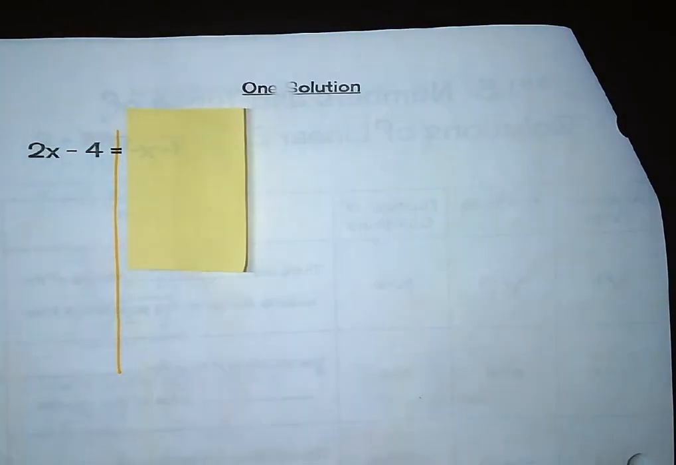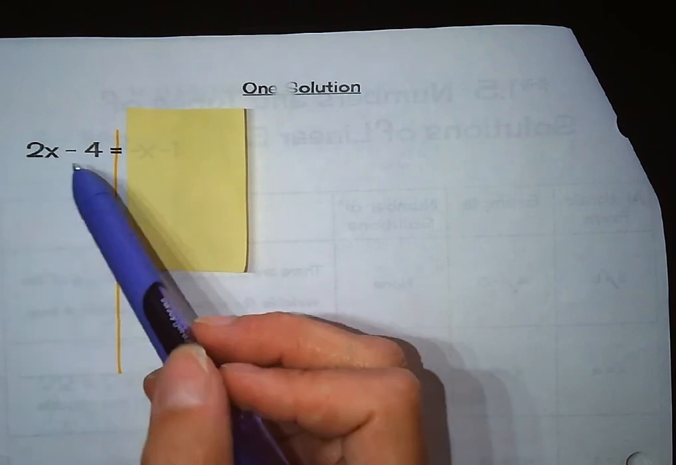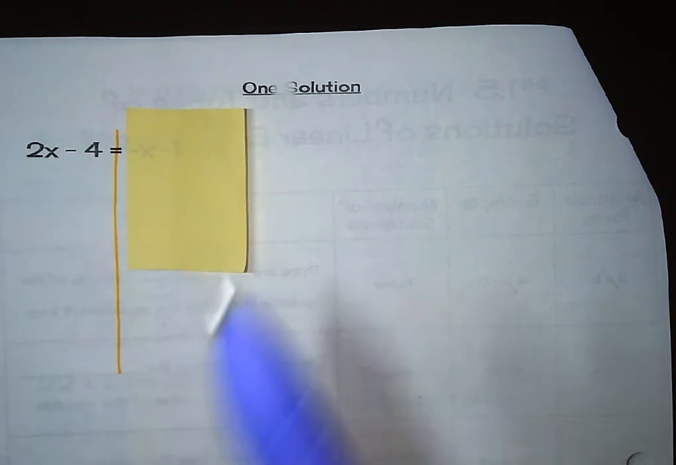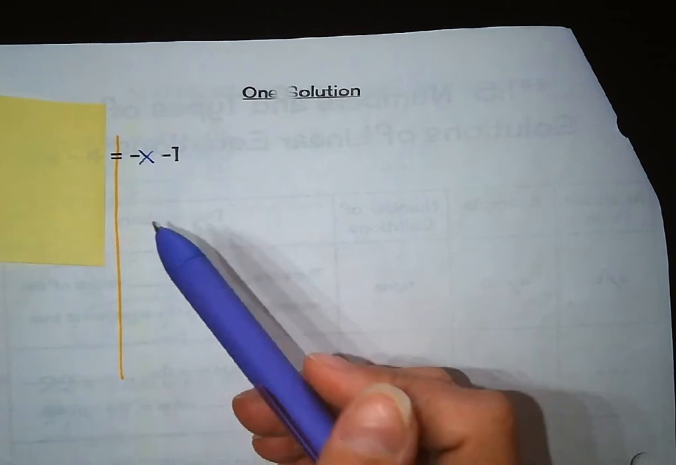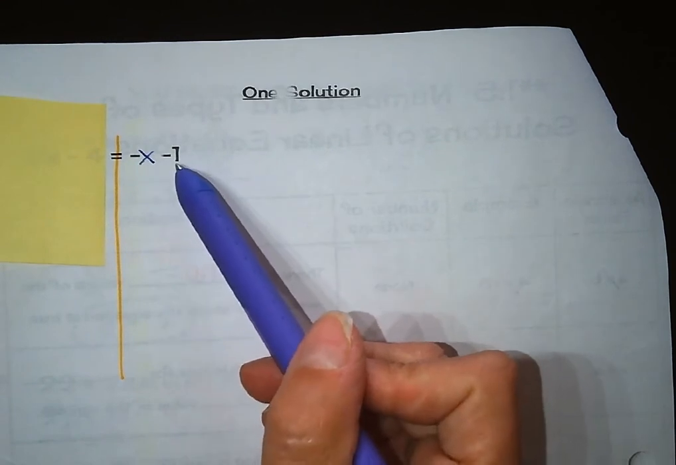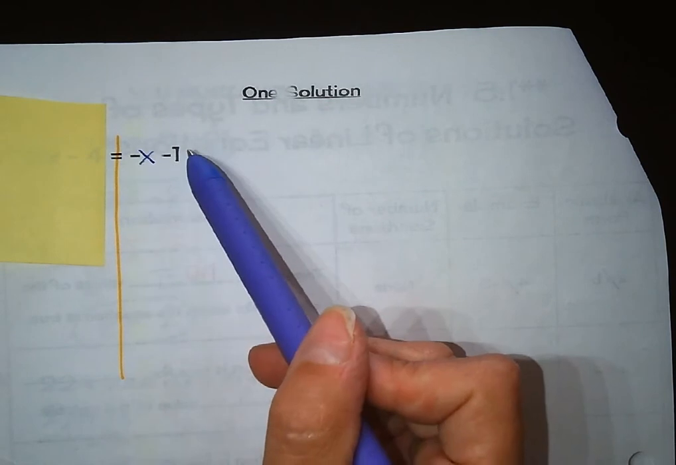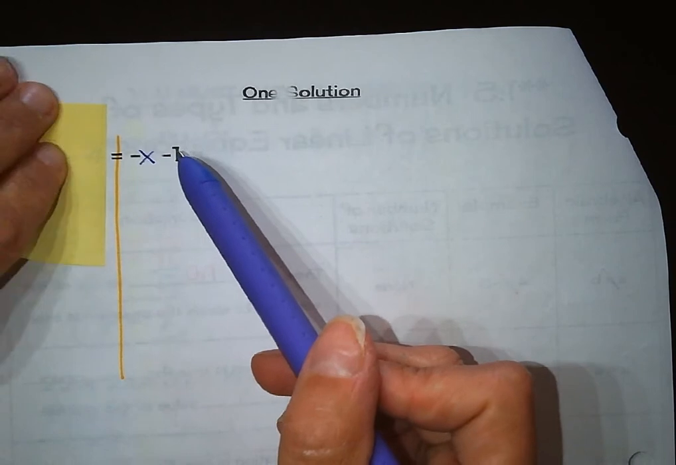First, I look to see if there's any distributive property. There's not. I look to see if there's any combining of like terms. There is not. So I know that my left side is completely simplified. So I move my Post-it note over to the left side and cover that up so we can focus on the right side. I look to see if I have any distributive property. I don't. Any combining like terms? I also don't have that. So now I know that both my left and my right side are simplified.